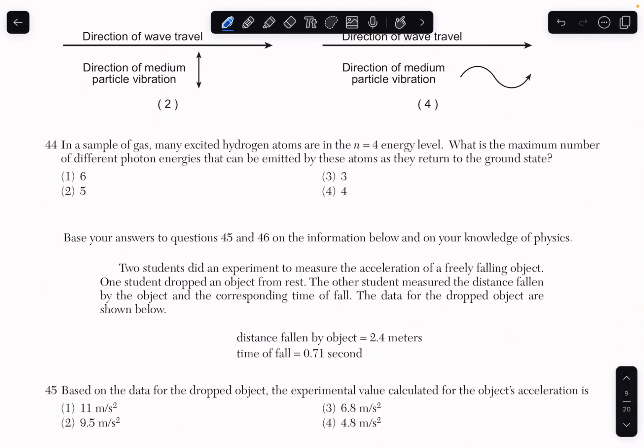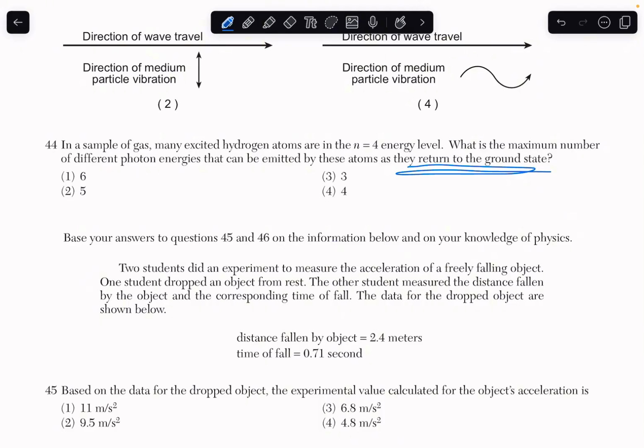44. In a sample of gas, many excited hydrogen atoms are in the n equals 4 energy level. What is the maximum number of different photon energies that can be emitted by these atoms as they return to the ground state? So, this question is a little bit tricky because you have to count all the ways you can get from n equals 4 to a lower state. You might think it means n equals 4 to the ground state, but it says as they return to the ground state. So it can be any lower level.